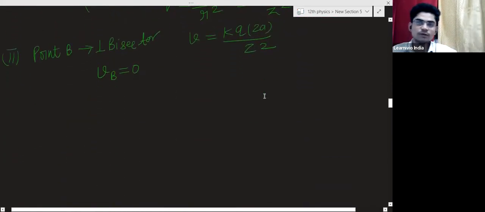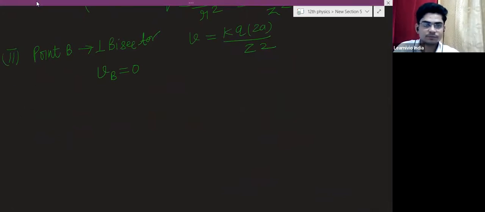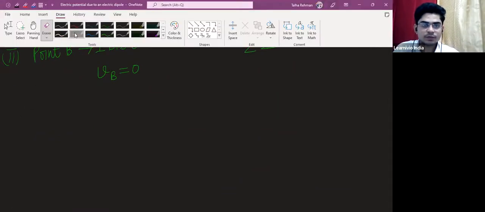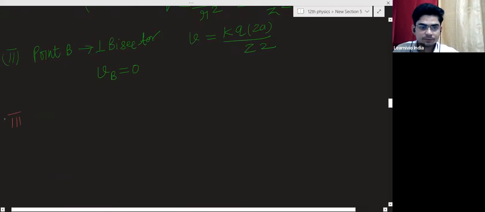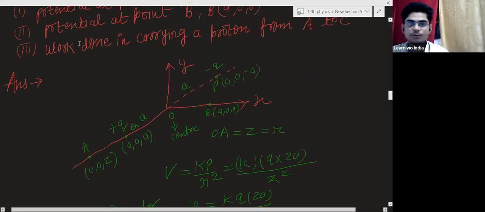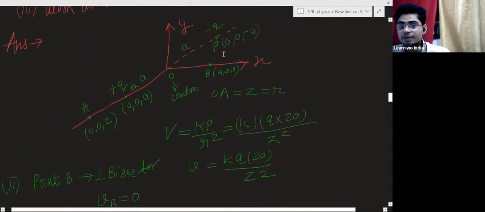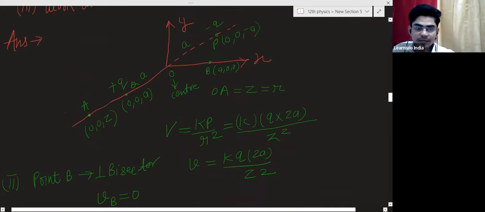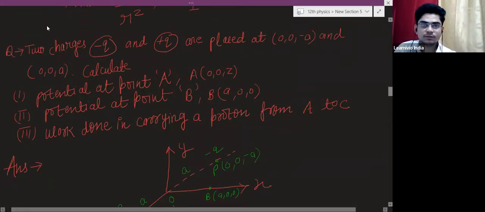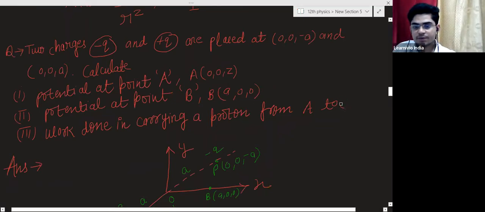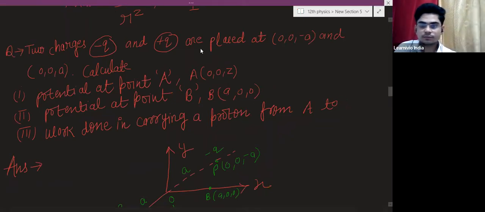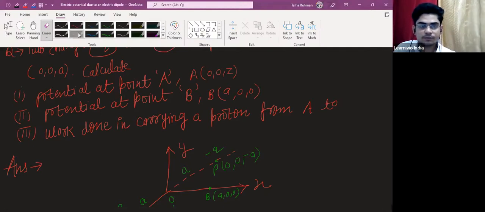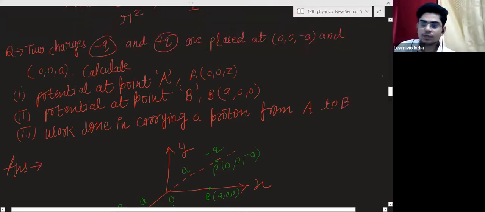So now I will do the third part. What is the third part? We have to calculate the work done in carrying a proton from A to C. From this point A to the point B. Please correct it. This is not a point C. This is a point B.